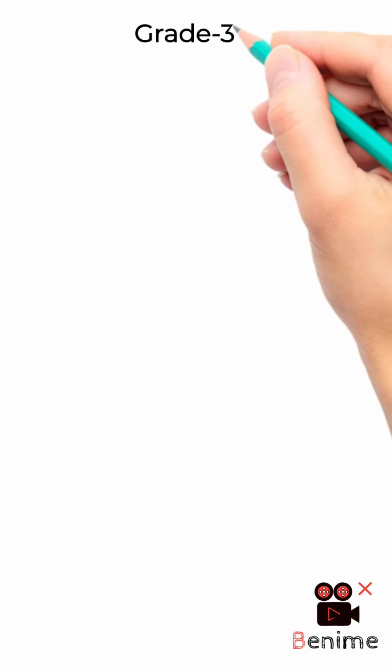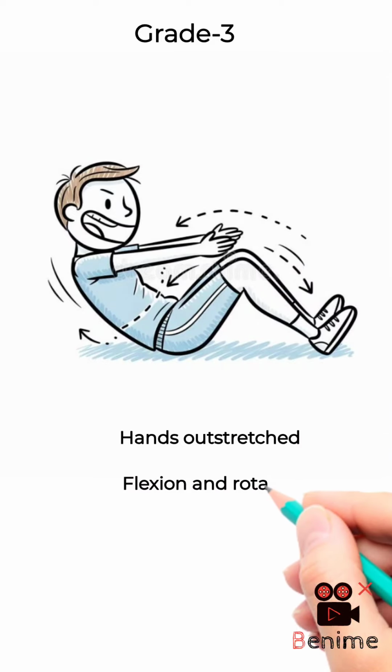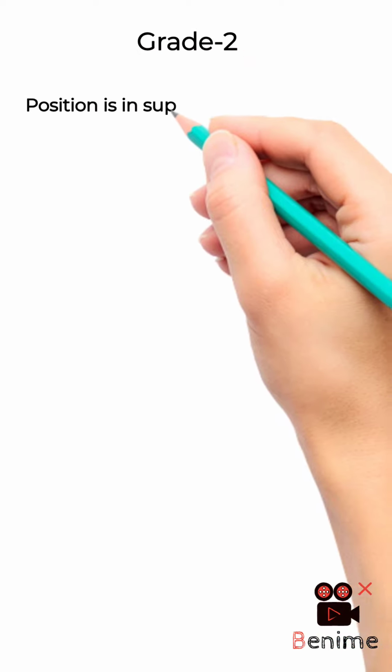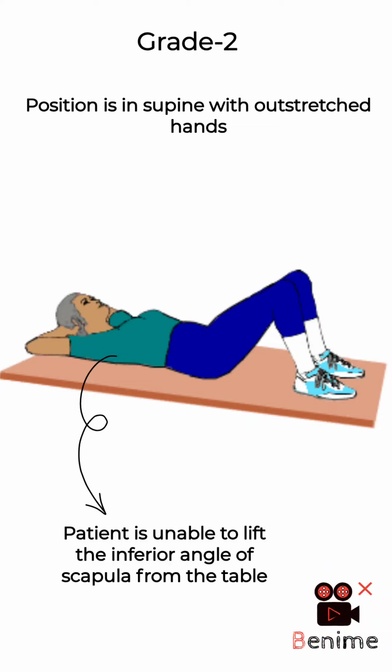To check grade 3, the patient lies supine with arms outstretched above the plane of the body, and then is asked to flex and rotate the trunk. Grade 2 is assessed similarly to grade 3, but the patient is unable to lift the inferior angle of the scapula from the table.